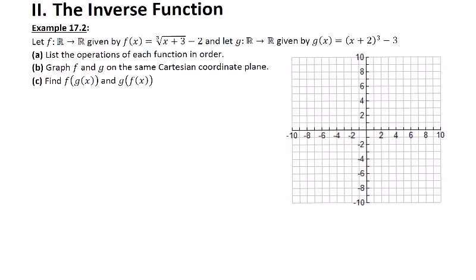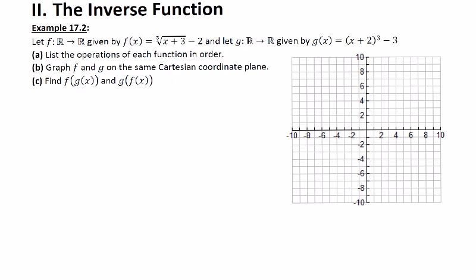In part 2 of section 17, we're going to look at something called the inverse function. Now, the inverse function requires us to have an understanding of the one-to-one type function, which is what we looked at in part 1, where we looked at definition 17.1 and then also that horizontal line test.